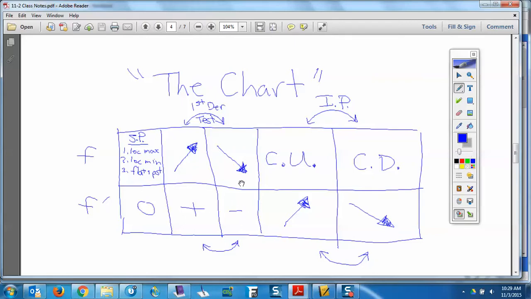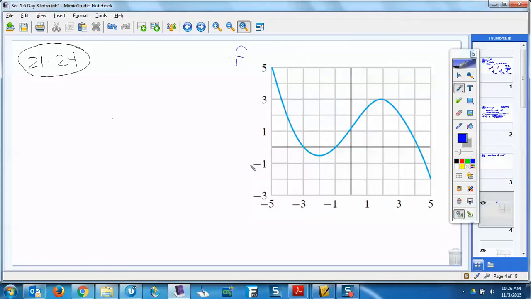When F prime is negative, F is going down. So we're looking for when this graph is going down, which happens from -5 to -2, and from 2 to 5. Now, if you put infinity or negative infinity, that's probably okay, but anytime it's boxed in like this, we usually would just say we're going to stop right there.